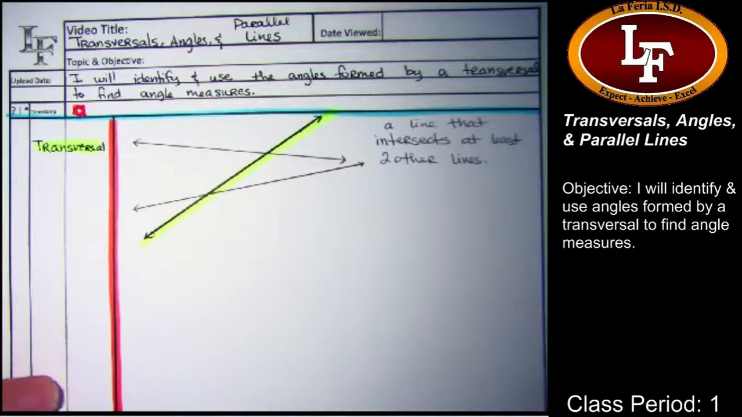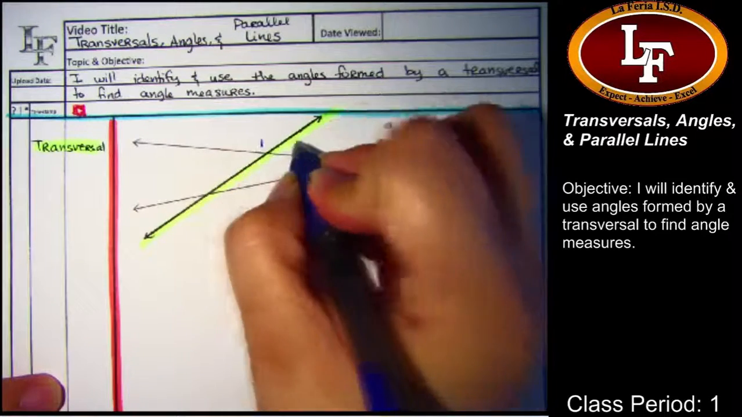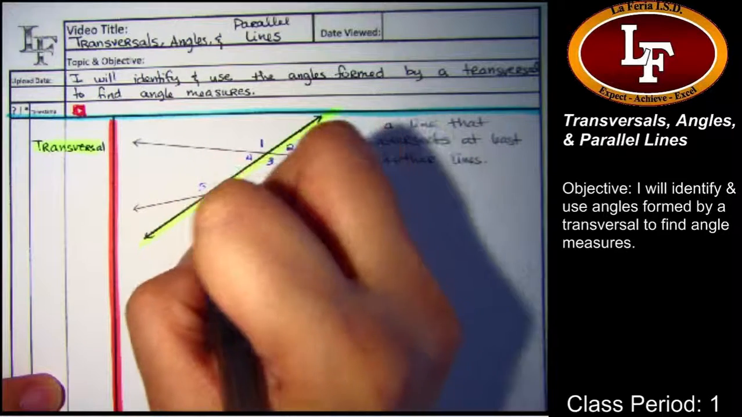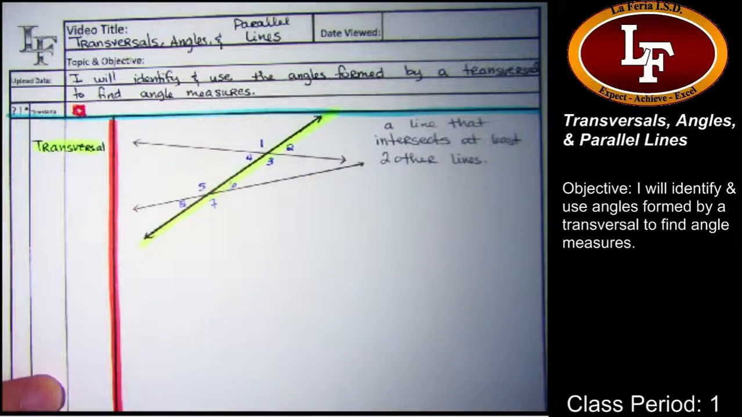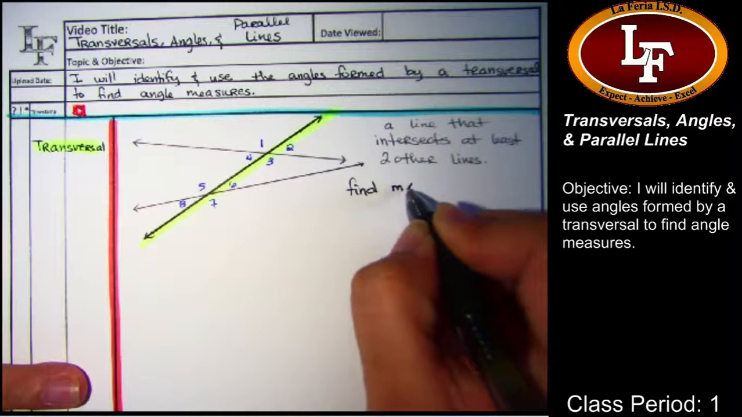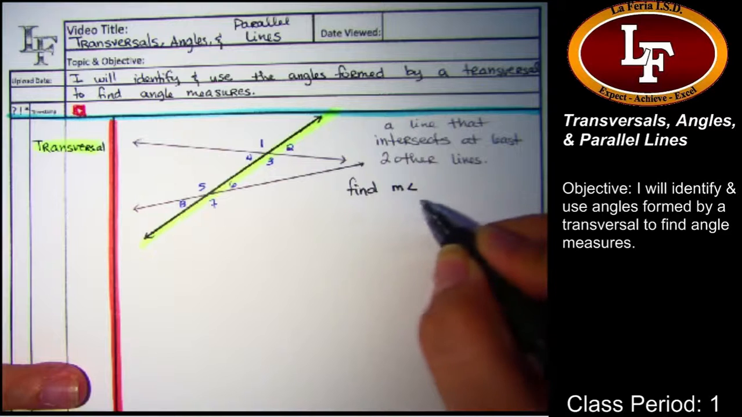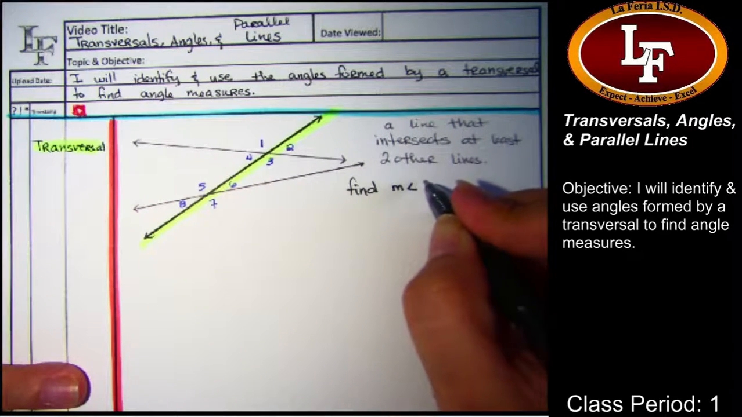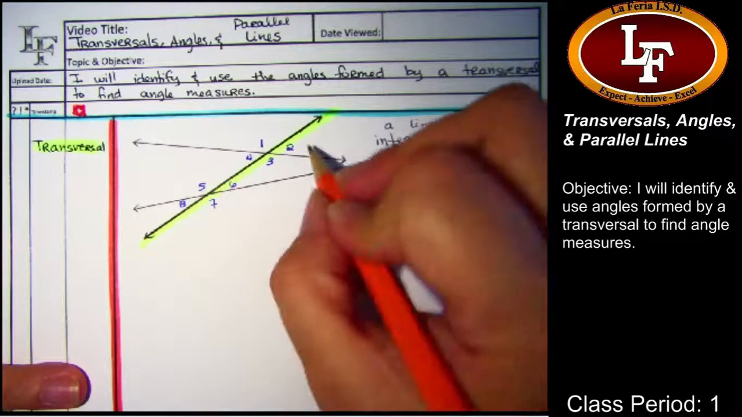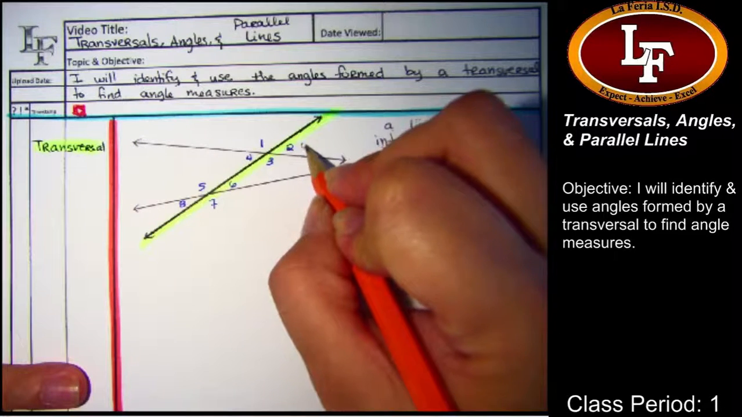I'm going to number these angles 1, 2, 3, 4, 5, 6. And I'm going to want you to find the measure of angle. Remember, this little M means measure of, and this funky fell-over V means angle. Find the measure of angle 1. The only thing I'm going to tell you is that the measure of angle 2 is 60 degrees.